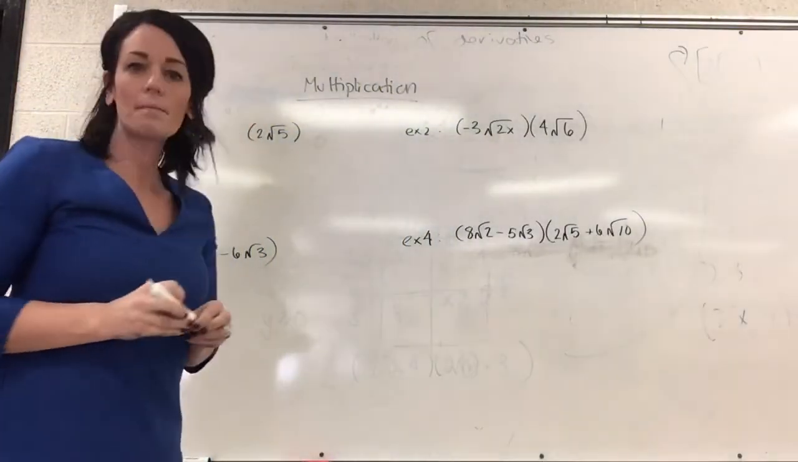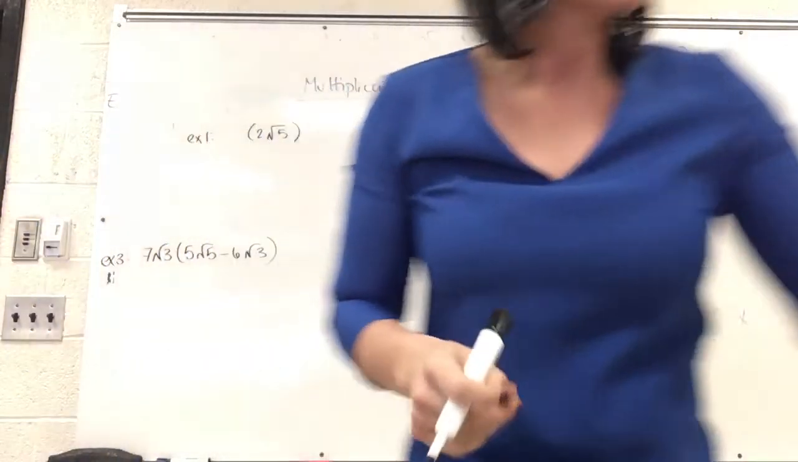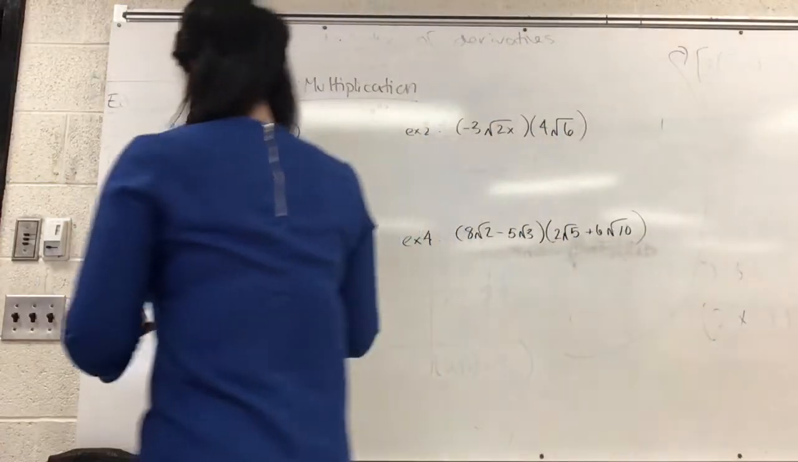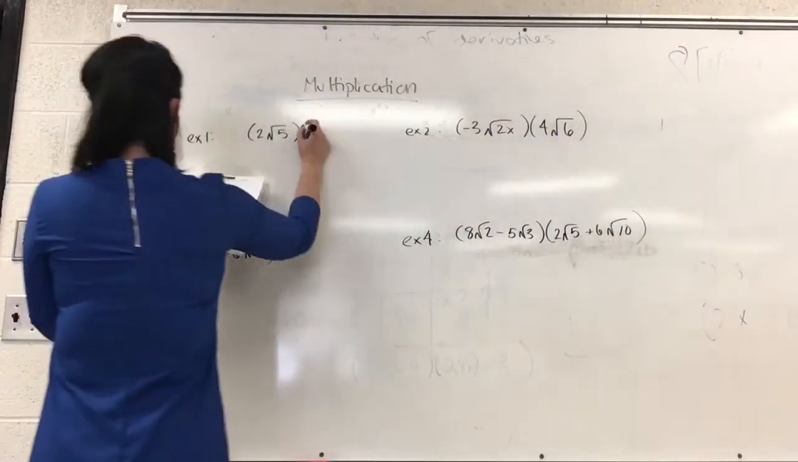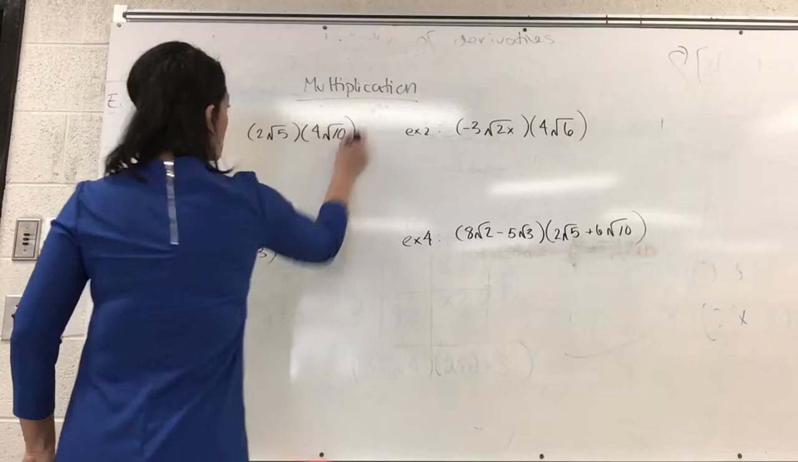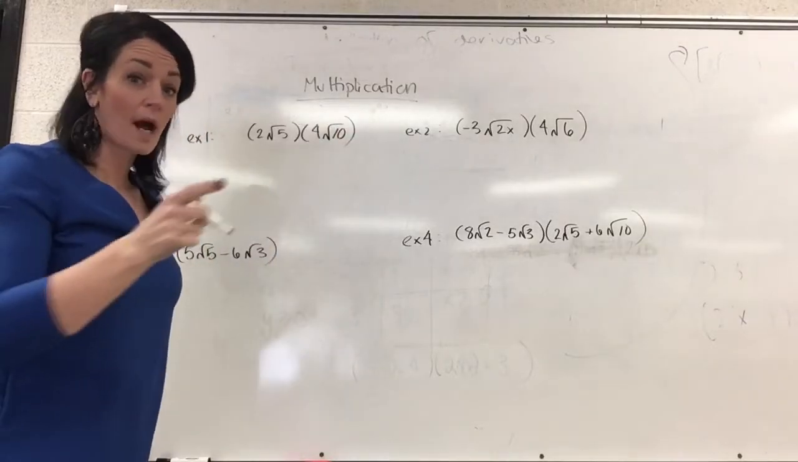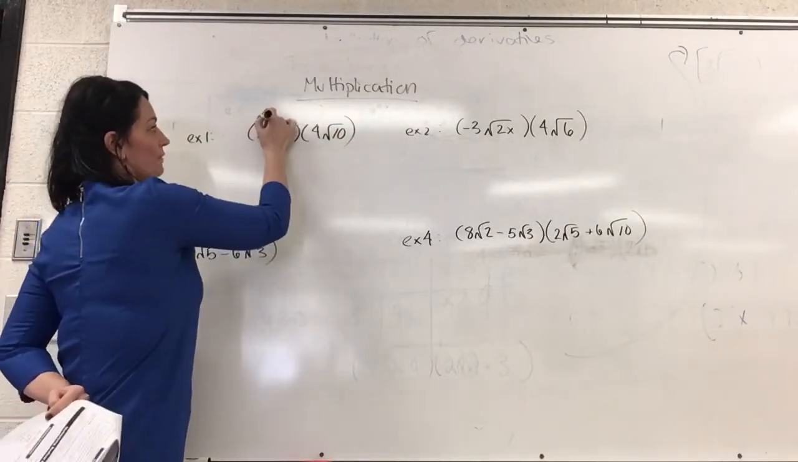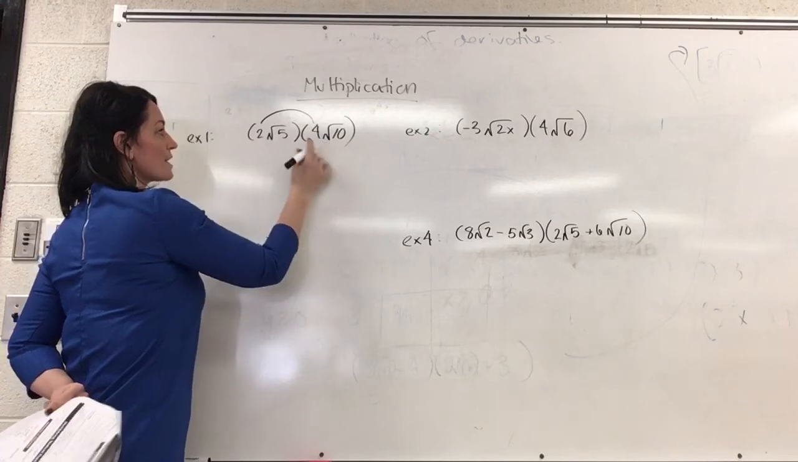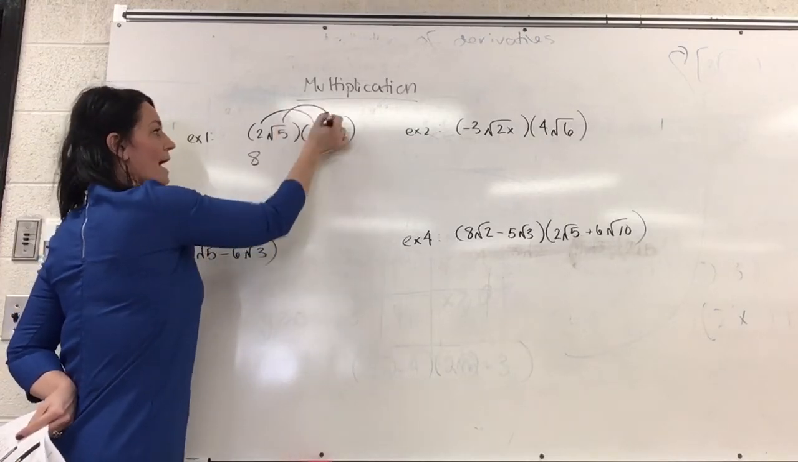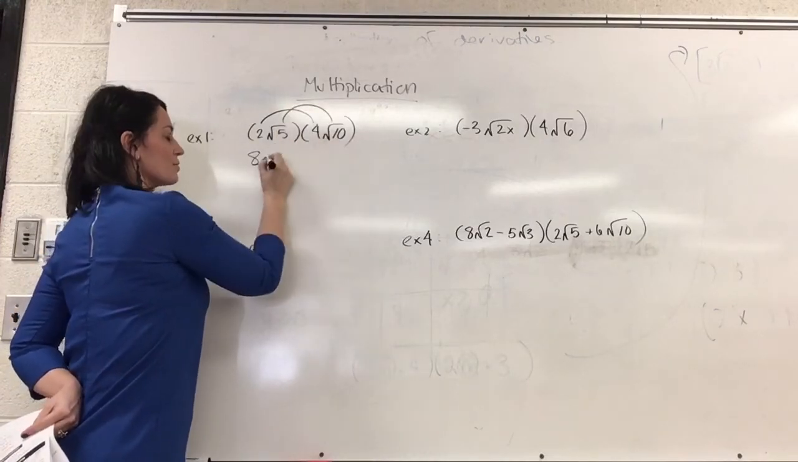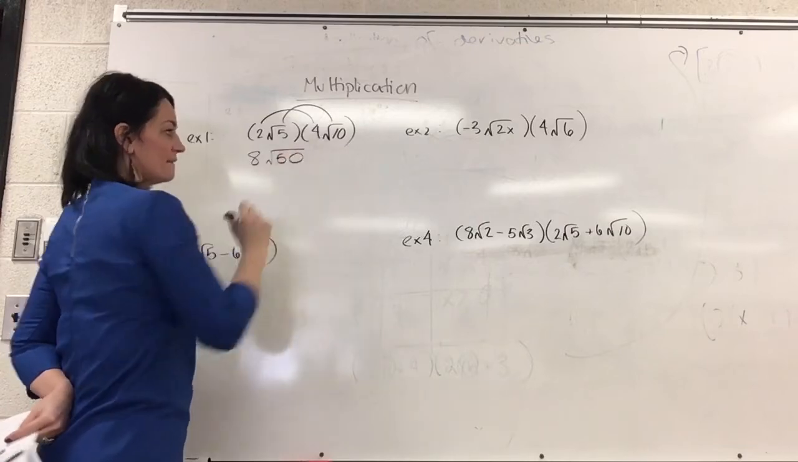Okay, today we're going to talk about multiplying radicals. So when we are multiplying radicals, it would probably help if I had this example written out. When we're multiplying radicals, we need to multiply coefficients by coefficients, so 4 times 2 gives me 8, and radicals by radicals. So root 5 times root 10 is root 50, okay?